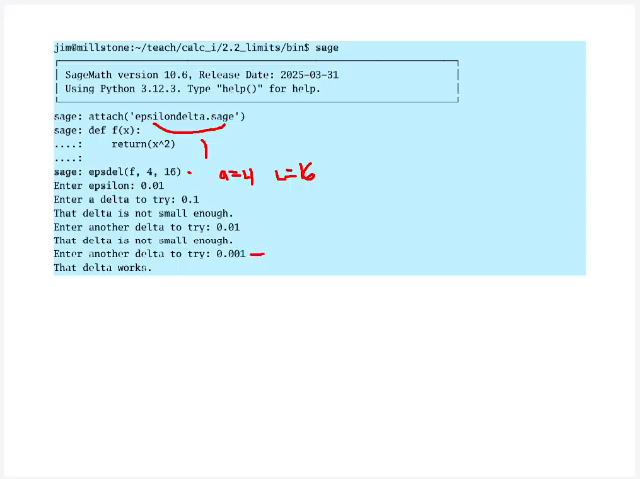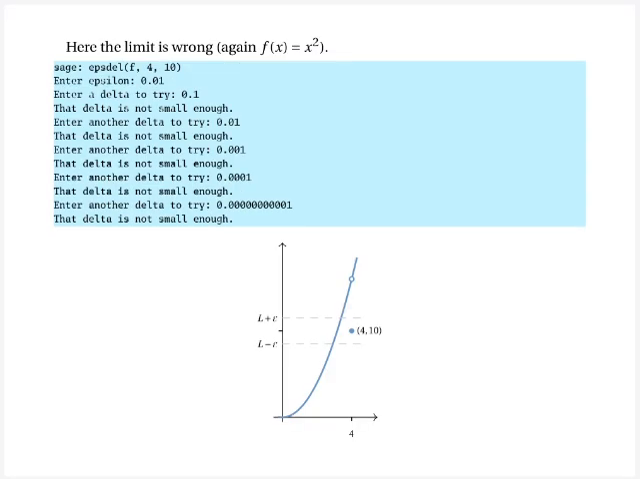A person should ask, what if you pick a limit that's wrong? So what if, for example, you tried to play the game with a equals 4, but the limit is not 16, not 4 squared, but instead 10. So that's what I've got here. I've got f of x equals x squared. And what would happen if you try to say something like the limit as x approaches 4 of f is 10? Well, that's not right.